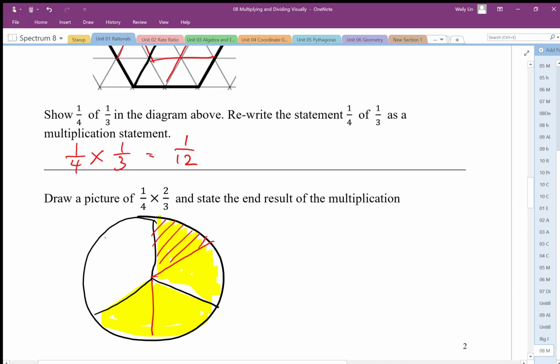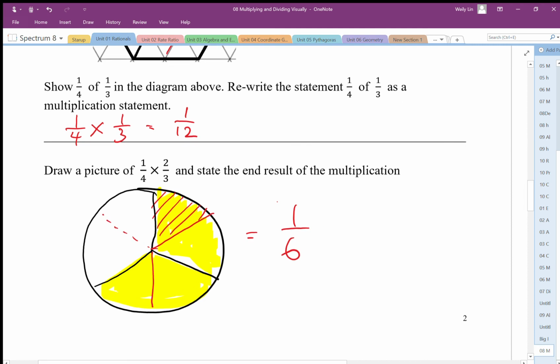So of the whole, we can see that that represents 1 out of 1, 2, 3, 4, 5... This represents 1/6 of the whole. And if I do our top times top, bottom times bottom, I get 2 out of 12, which again will then reduce to 1/6.